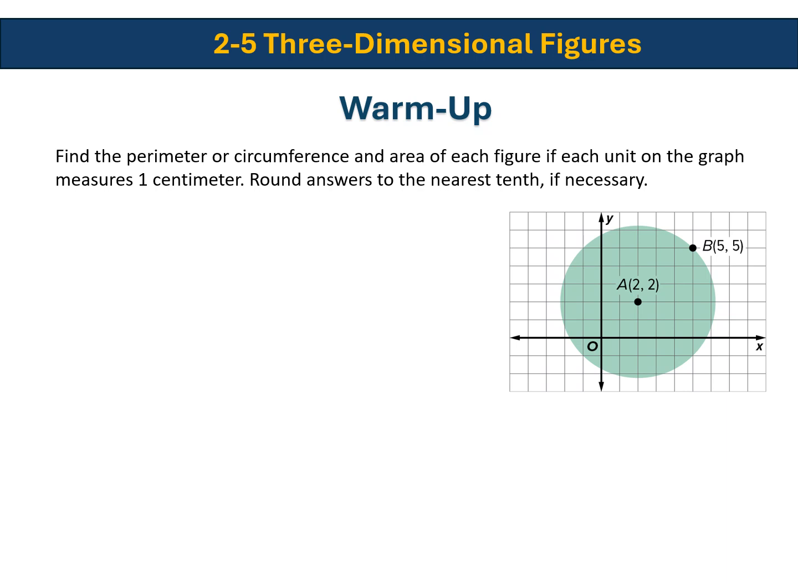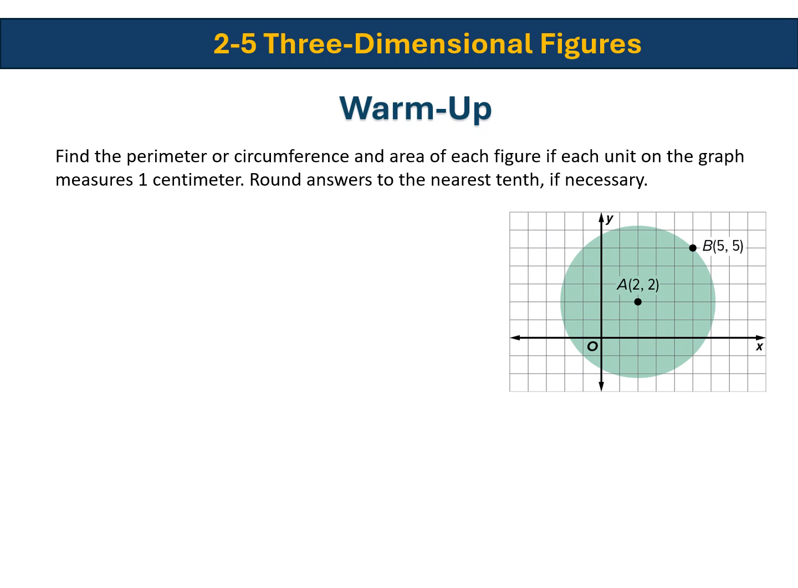Hello, this is the lesson for 2-5, three-dimensional figures. This was the warm-up from that day. Find the perimeter or circumference and area of each figure if each unit on the graph measures 1 centimeter. Round answers to the nearest tenth if necessary.